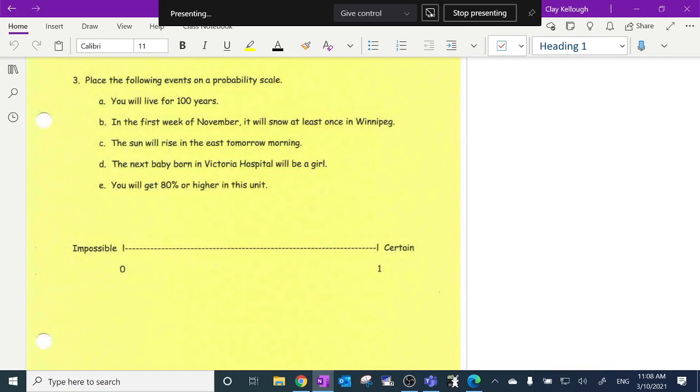What is the probability that the next baby born in the Victoria Hospital will be a girl? Anybody know? What is the probability that a baby is going to be a boy or a girl? 1/2. It's the same. 1/2 boy. So where's 1/2 on this number line? There. So that's D. This is the one people were asking about, A. I don't know how. I don't know.